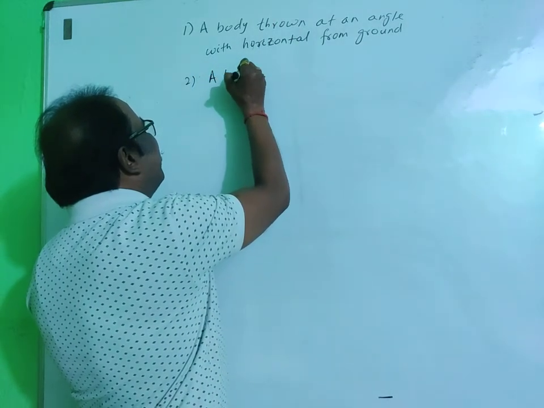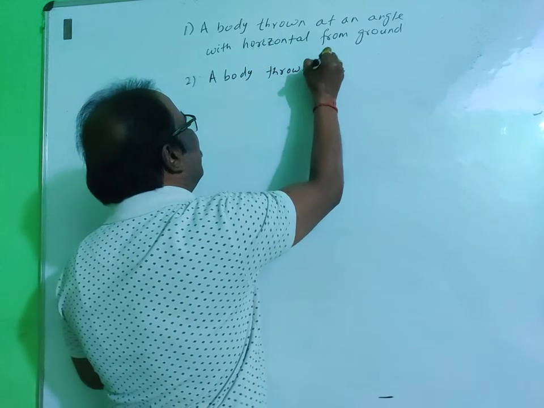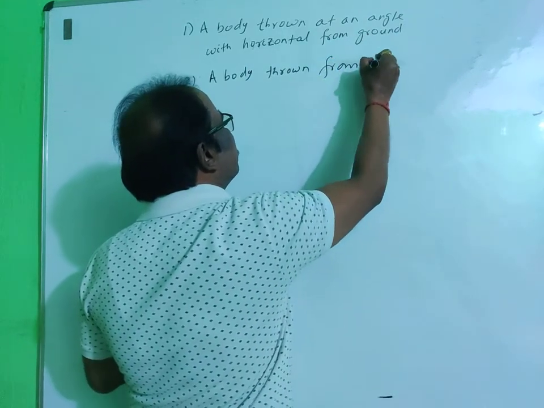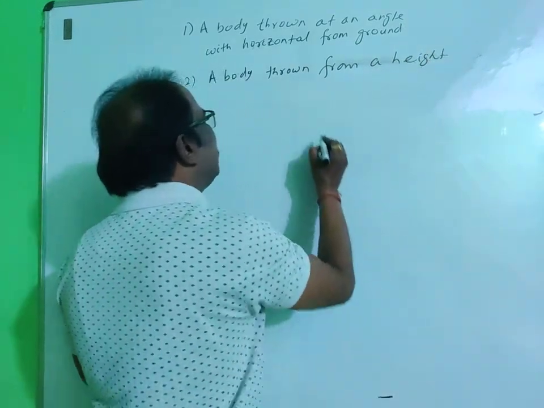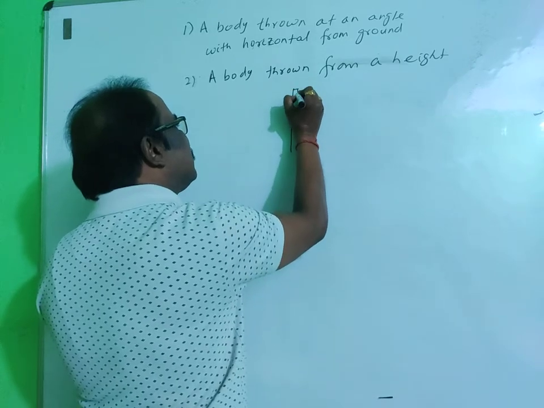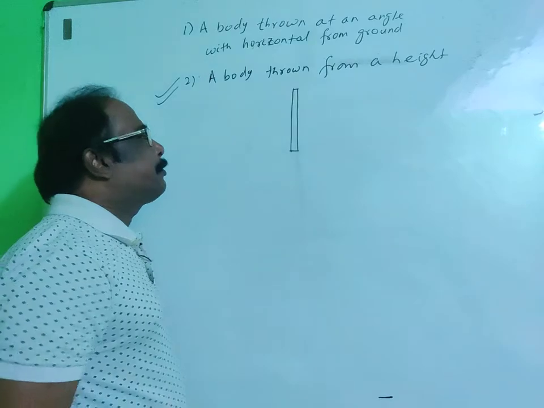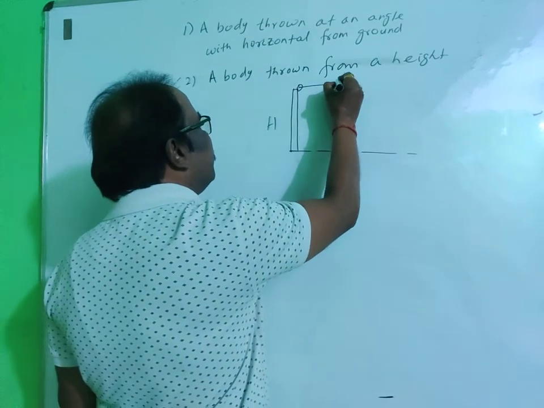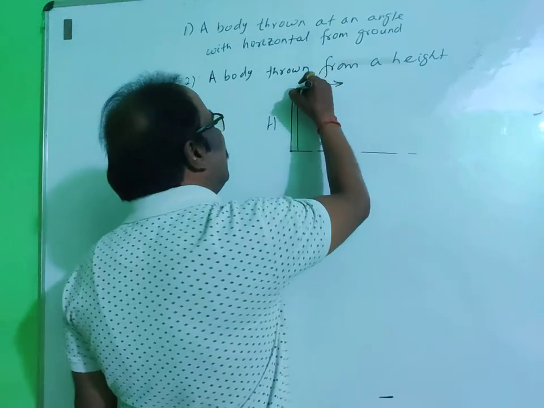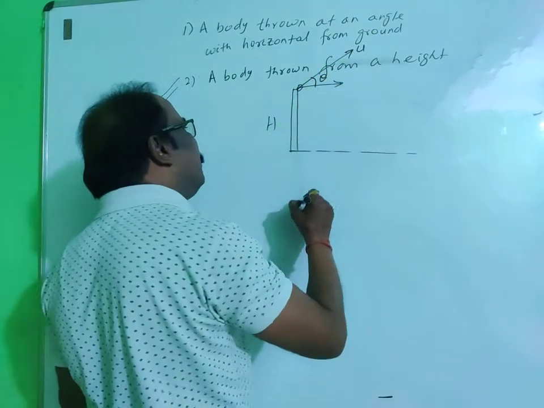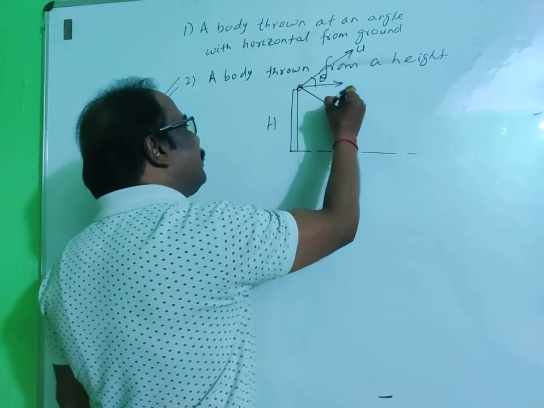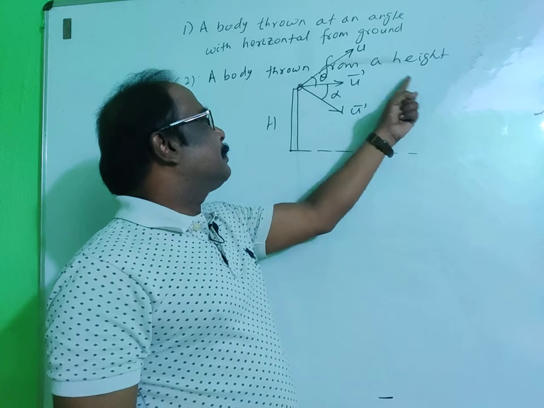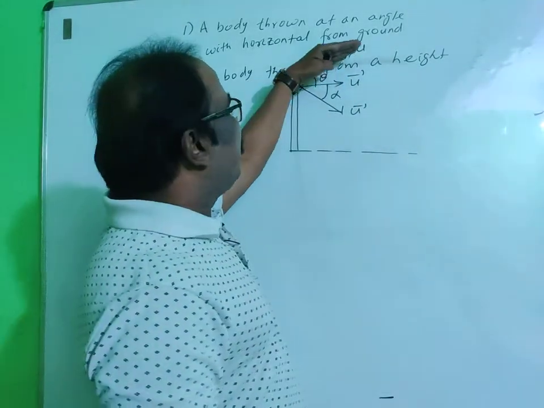Number 2, a body thrown horizontally, body thrown from a height. See, we'll discuss the second one in the next lecture. This is a height. You may consider a tower or a building. A body may be thrown along this direction, means horizontal, or may be thrown making an angle with horizontal. We may throw the body along horizontal direction or making an angle with horizontal, either upward or downward direction.